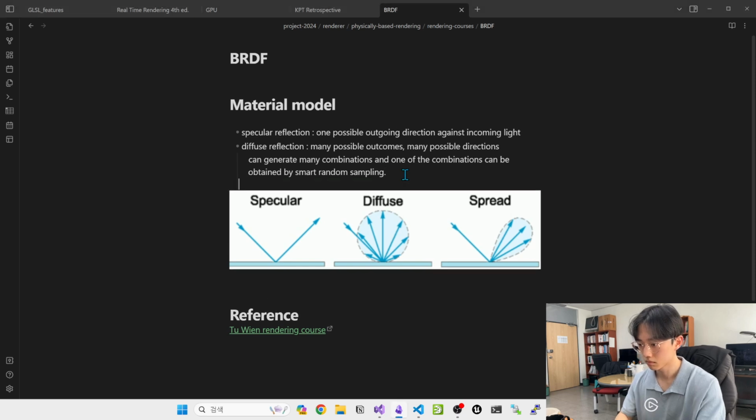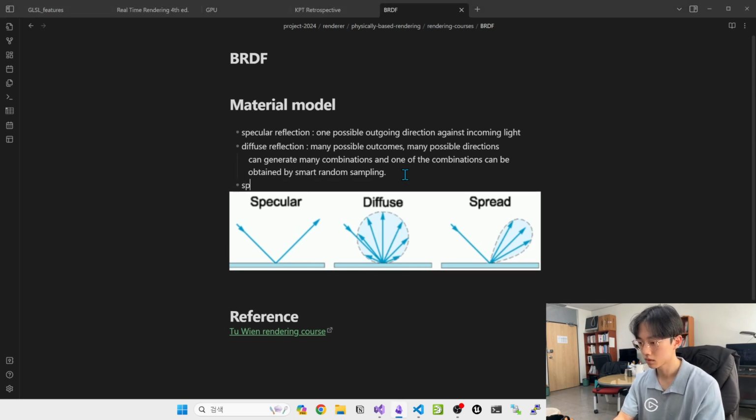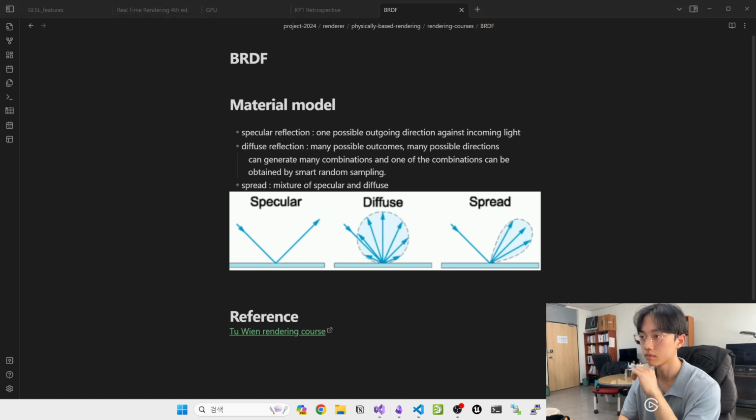Let's call this glossy instead, because this is what it is. This is like the mixture of these two. So these are some basic material models that we are going to see in our renderers later on.